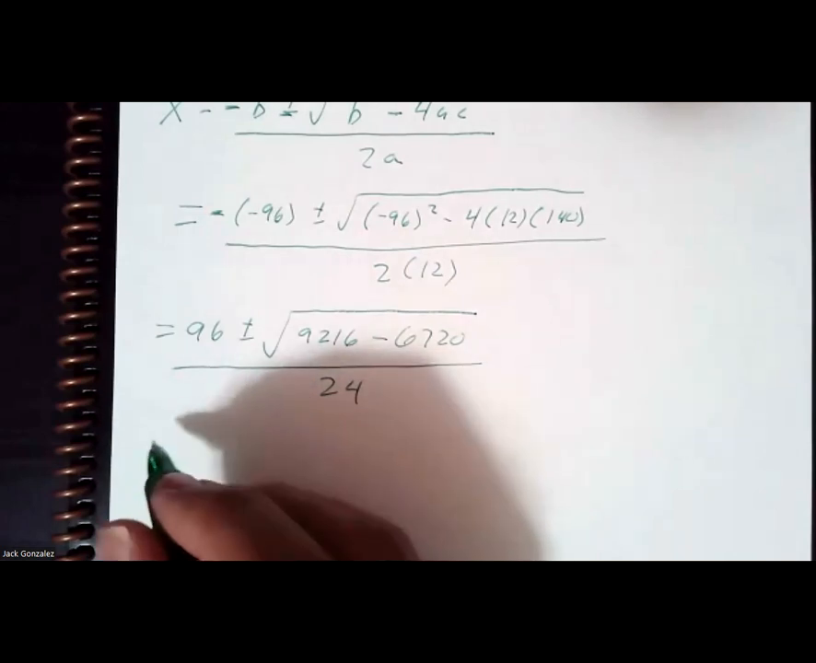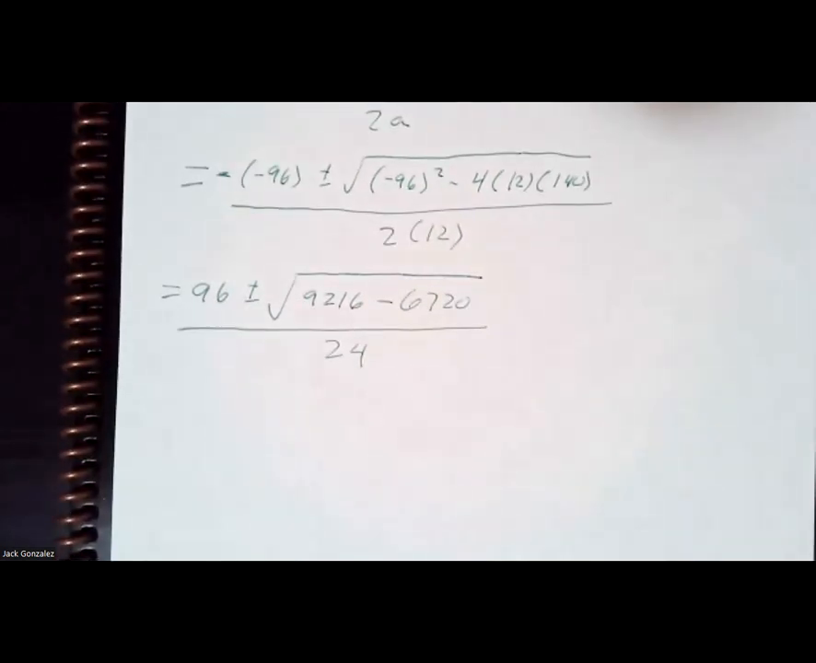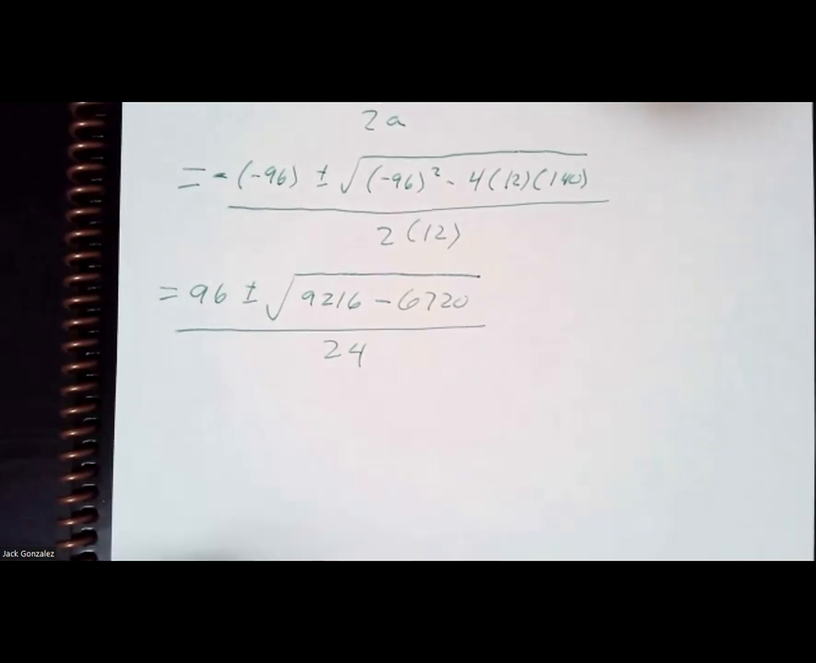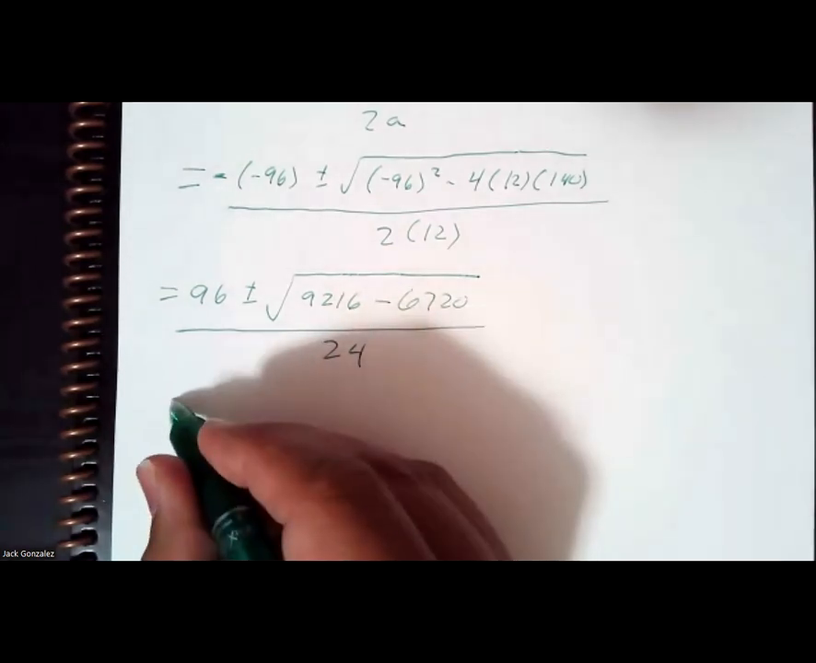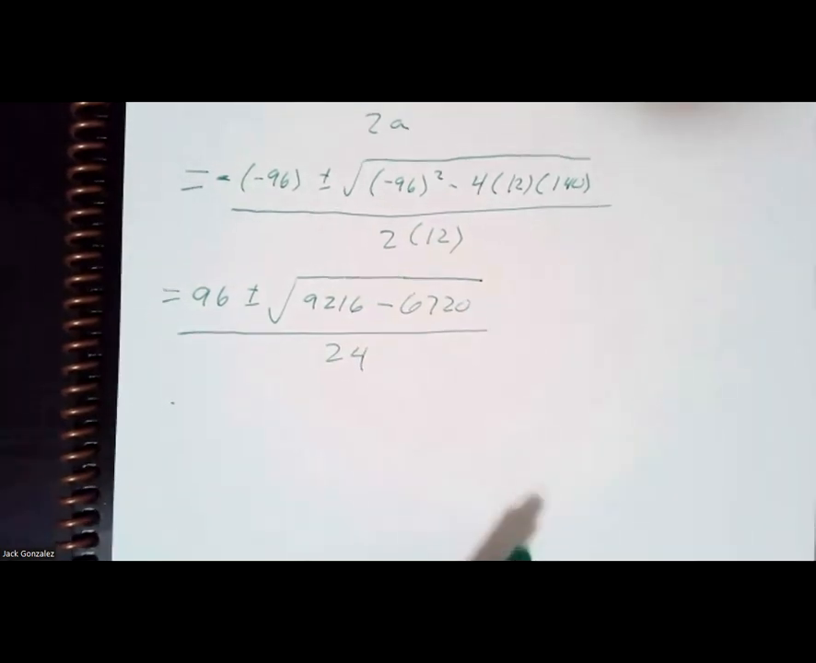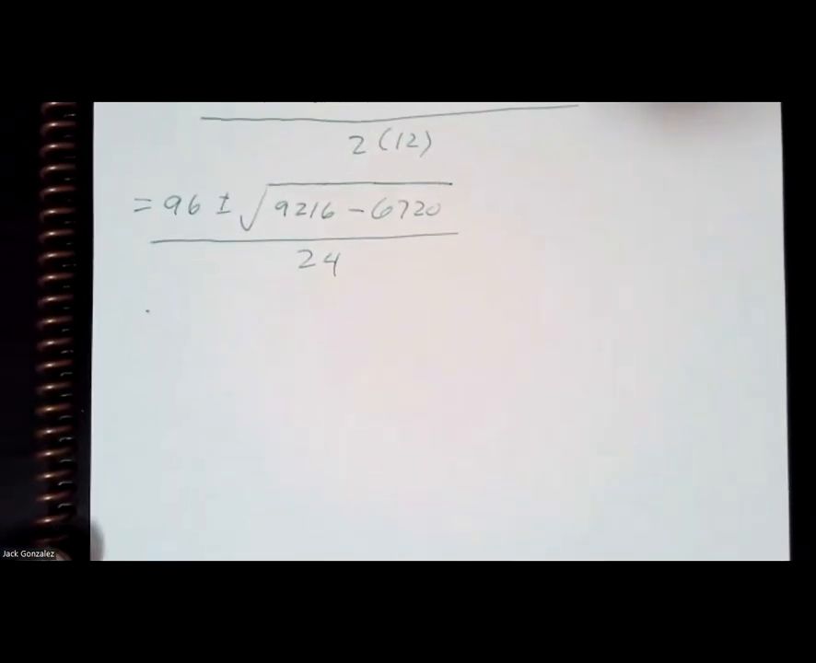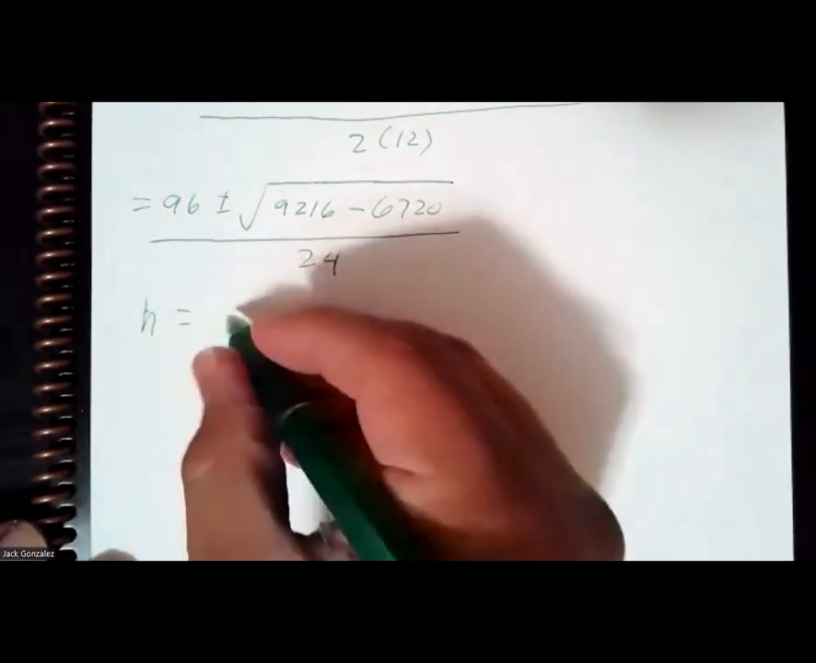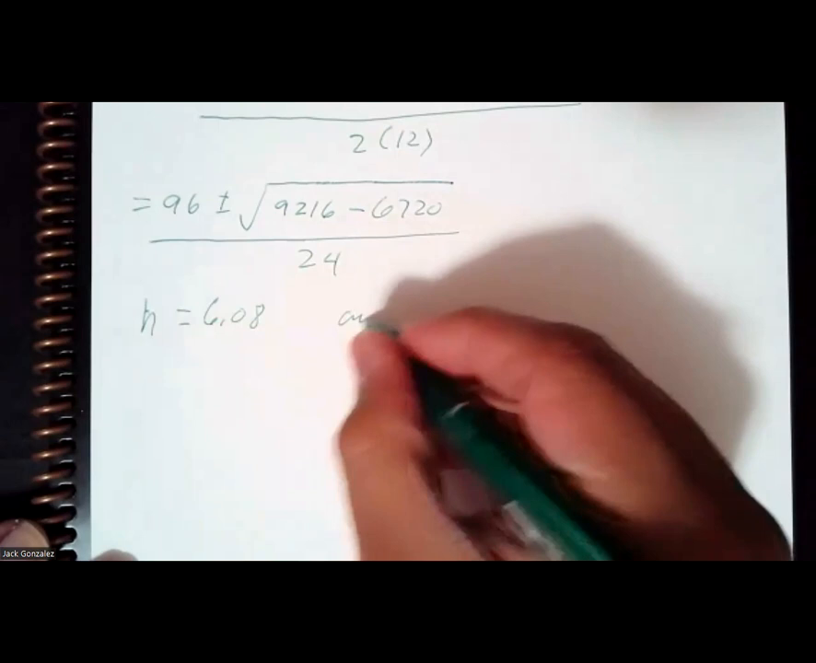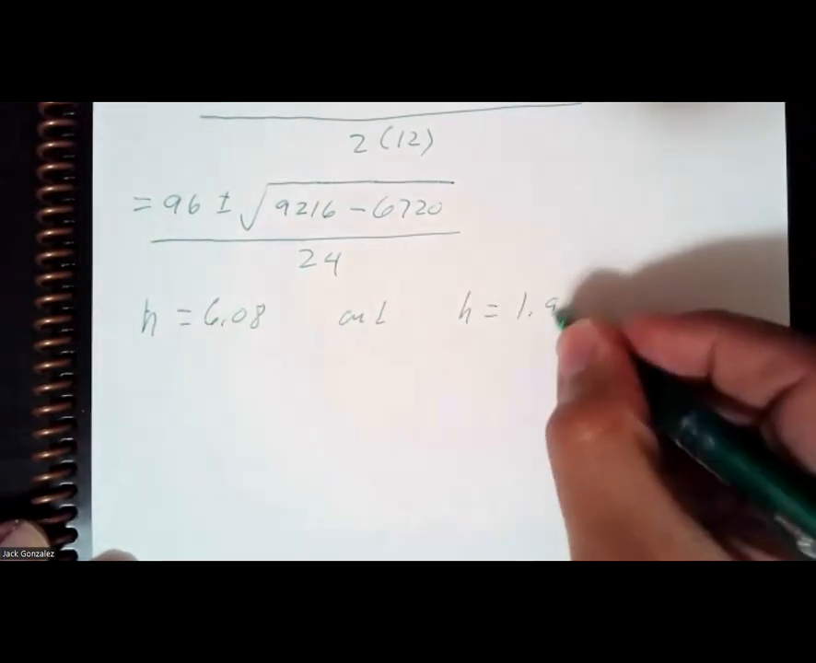If you have a question on it, let me know. Eventually you will get, I use x, that's not true, we're finding h, right? Eventually you get h equal to 6.08 and h equal to 1.92.